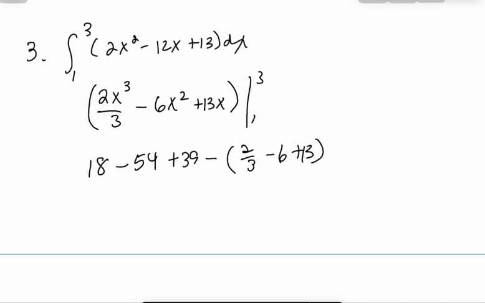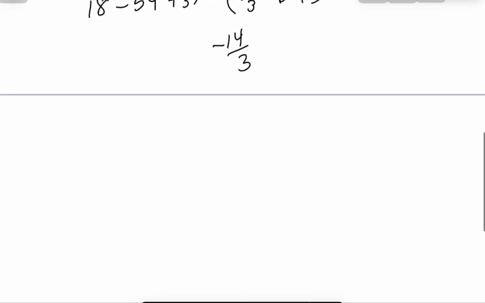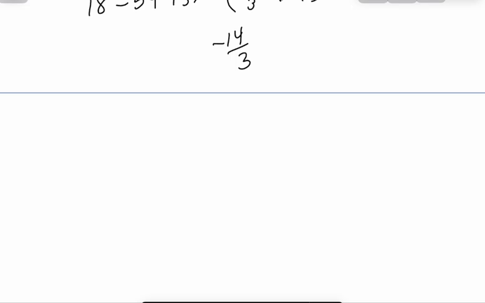And then we get an answer of negative 14/3. So that's just your antiderivatives. Now let's take a look at 4.